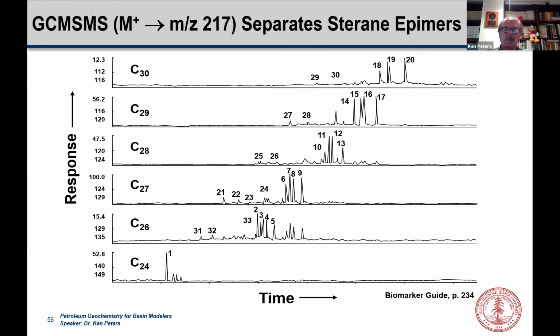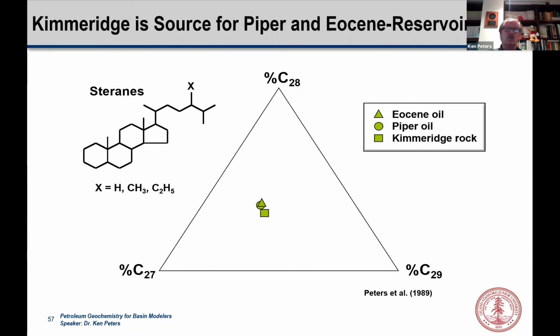Okay, how is that data actually used? Well, one way to use that GCMSMS data is in a ternary diagram. This is an example from a long time ago. I was working for Chevron in the North Sea, and they had oil from Piper. Remember, there was a platform called the Piper platform. They had a rock, the Kimmeridge source rock, that they wanted to look at. And they knew that Piper oil came from Kimmeridge source rock, but they also found an Eocene oil that was biodegraded.